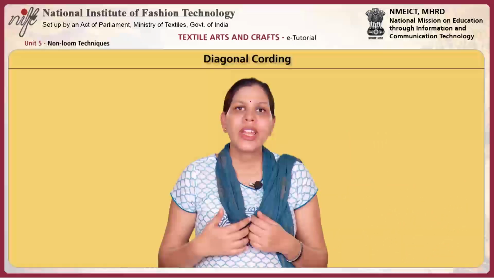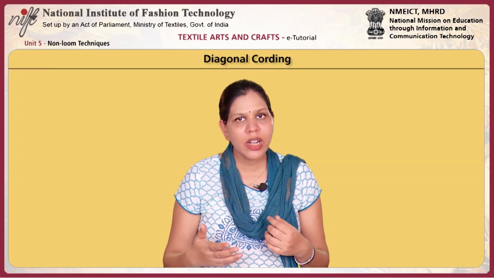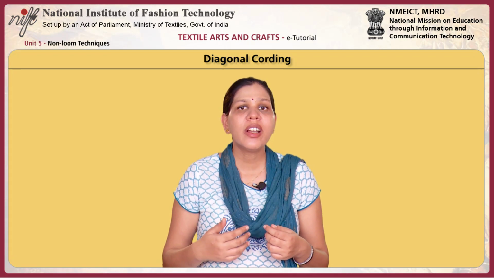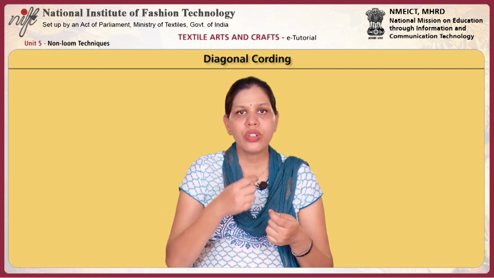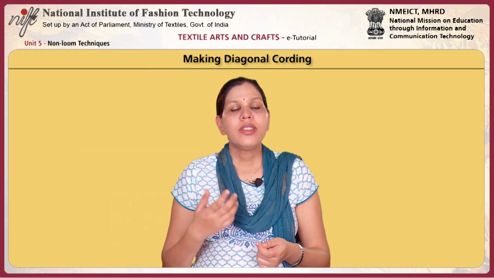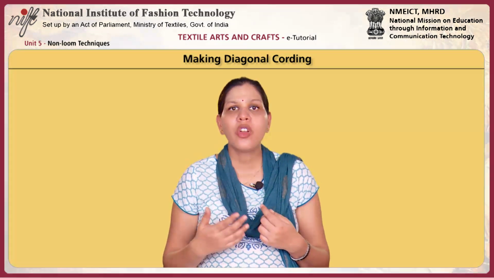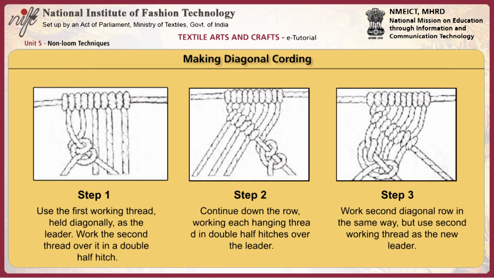Diagonal cording is worked in exactly the same way as horizontal cording, except that the leader is held diagonally downwards, either to the left or to the right. These are the steps for making diagonal cording. Use the first working thread held diagonally as the leader. Work the second thread over it in a double half hitch. Counting down the row, work each hanging thread in double half hitches over the leader.